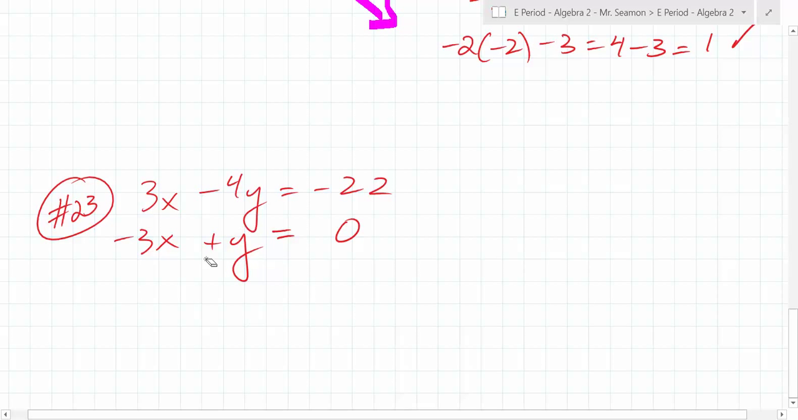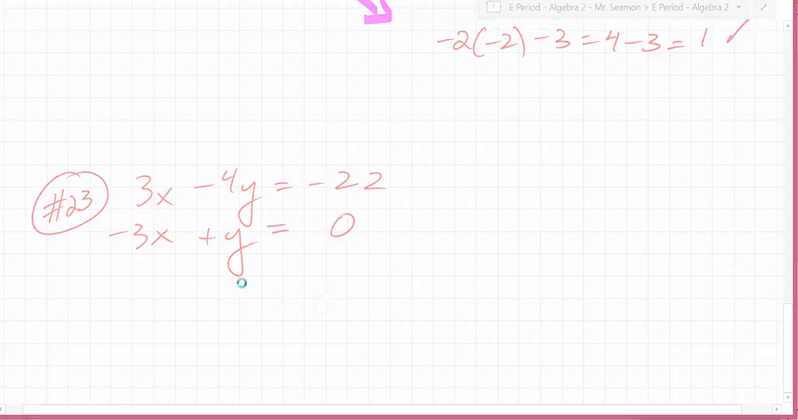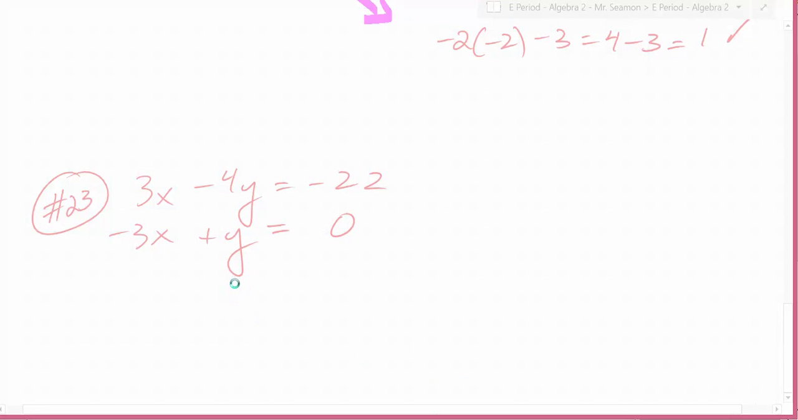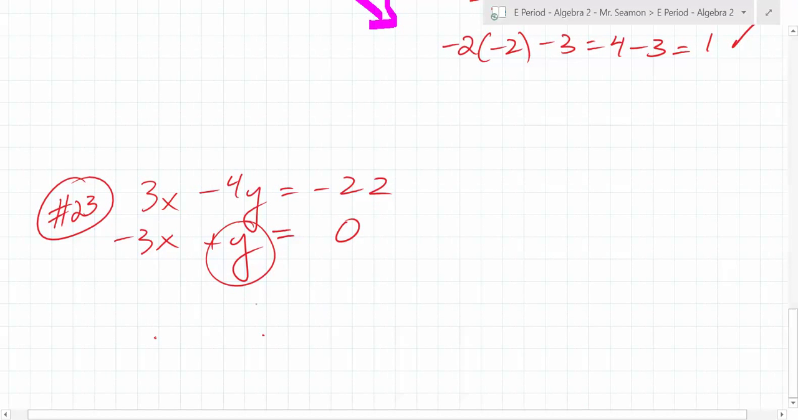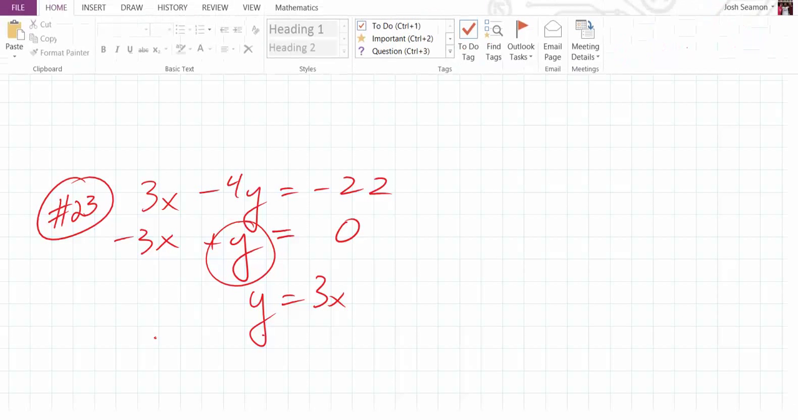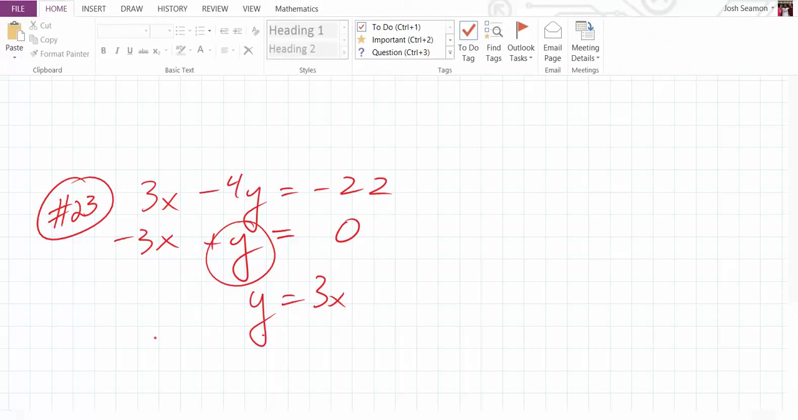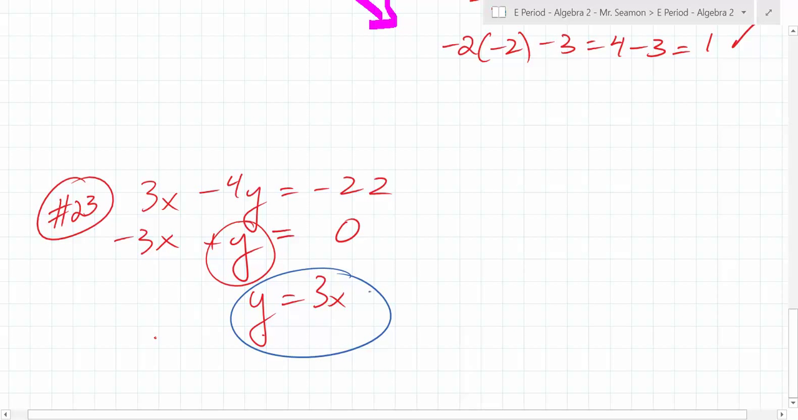If you want to isolate y, what do you have to do to both sides? Oh, addition. So what is y going to equal? 3x plus what? 3x plus 0. Okay. Y is equal to 3x. So what do you do with that 3x now? You plug it in. You plug it in into the first equation.